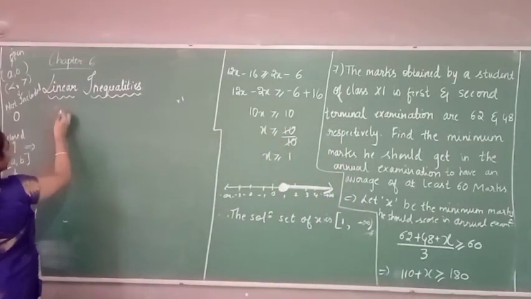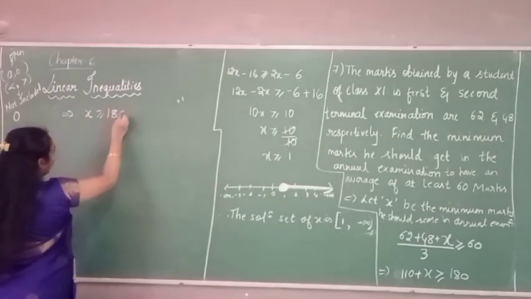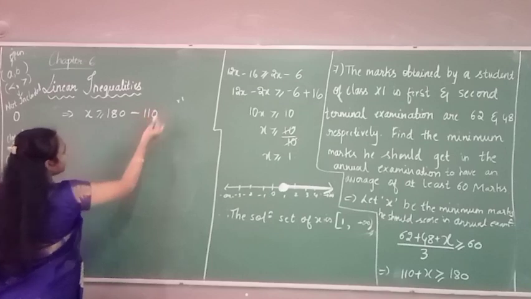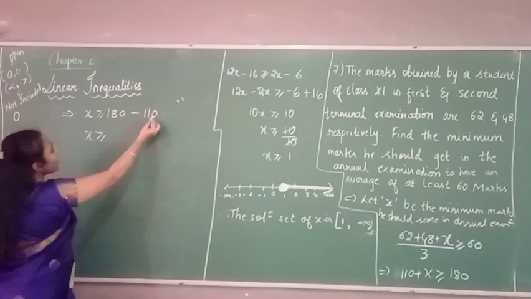So I will be writing it as x is greater than or equal to 180 minus 110. So what will we get here? x is greater than or equal to 180 minus 110.